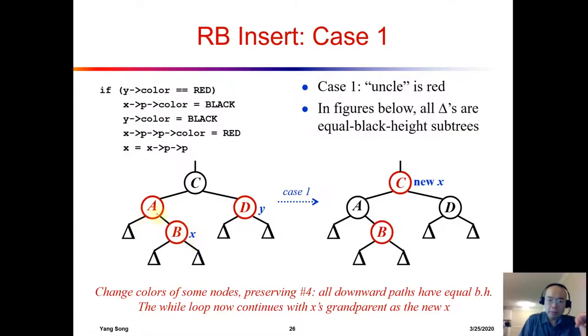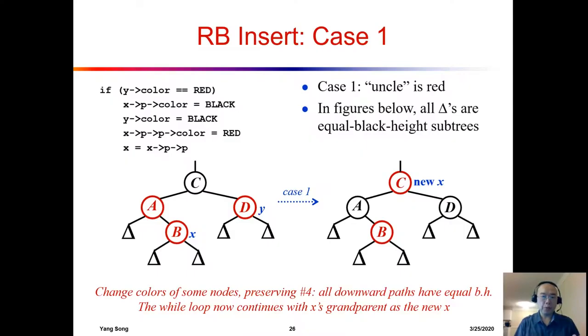So X's parent A is red, and X's uncle is also red. Okay, so we have the problem of two consecutive red nodes here, A and B, and B is newly inserted, and we call that X, right? So now we need to fix the tree.